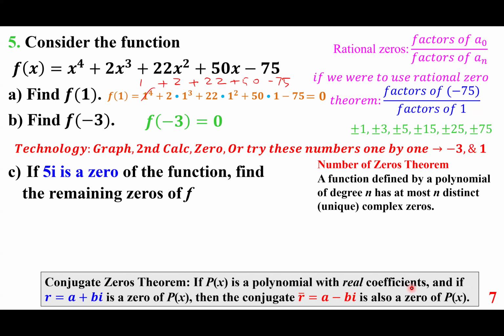So if in general a plus bi is a solution, is a zero, is a root, so is a minus bi. So because 5i is given, so is negative 5i. Okay, that is known as the conjugate zero theorem.